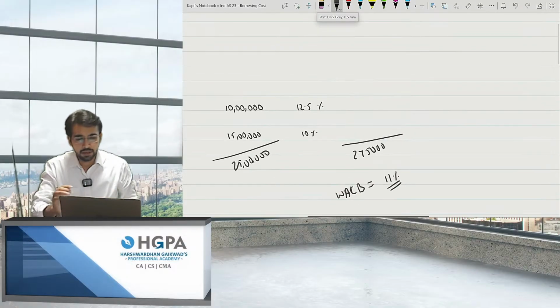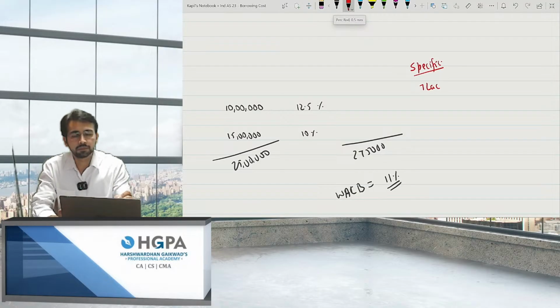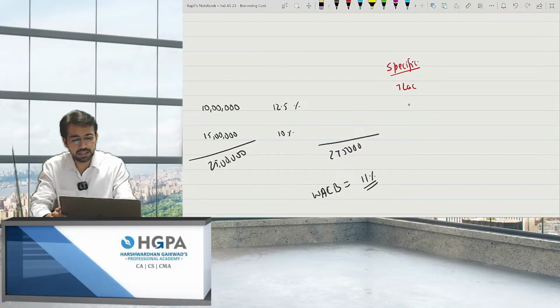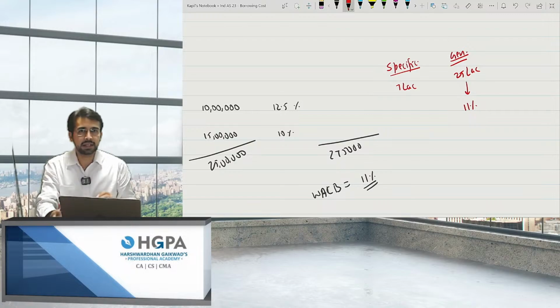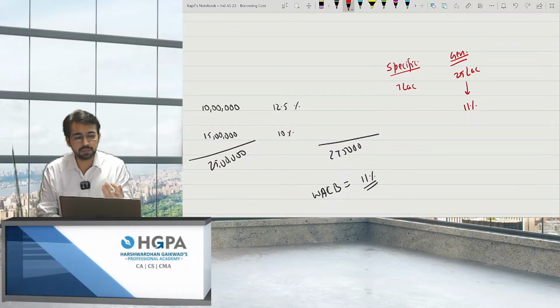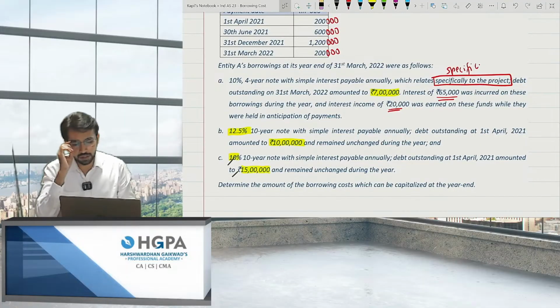So basically I can say I have a specific borrowing of 7 lakh, the direct interest on which is given as 65,000 and 20,000 interest income, and on general I have 25 lakhs at the rate of 11%. I can say it like this. So I don't have two loans, but I have only one. Okay, moving ahead. Determine the amount of borrowing cost which can be capitalized.